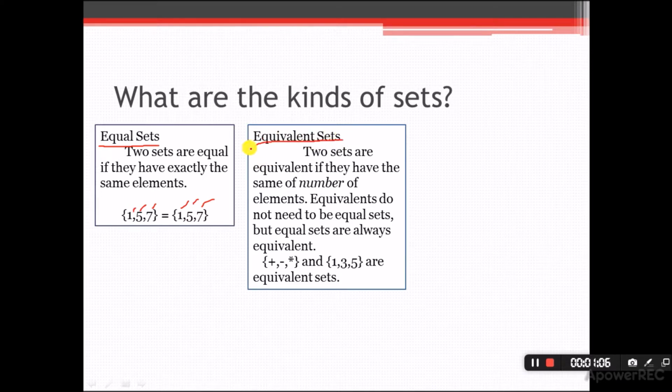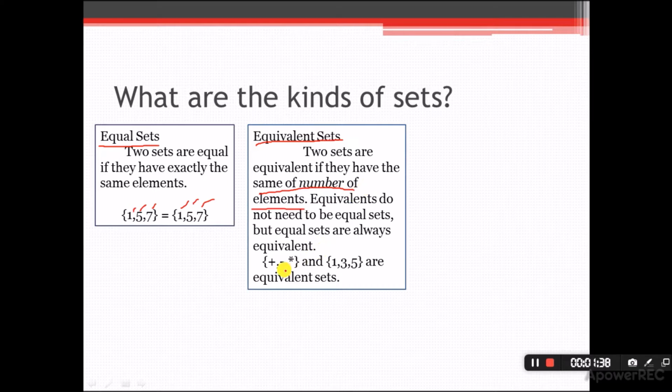The second kind of set is equivalent sets. Equivalent sets and equal sets are sometimes misinterpreted by some students. What's the difference between the two? Two sets are equivalent if they have the same number of elements, meaning how many elements are in the set. Equivalent sets do not need to be equal sets, but equal sets are always equivalent.